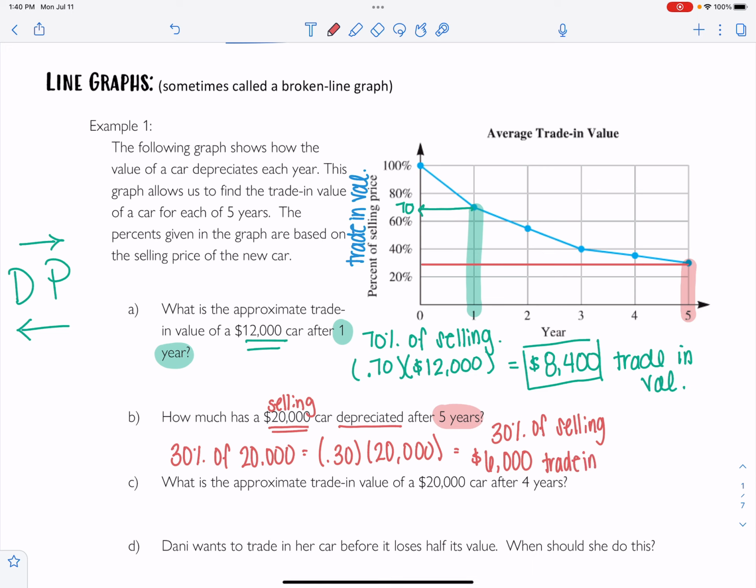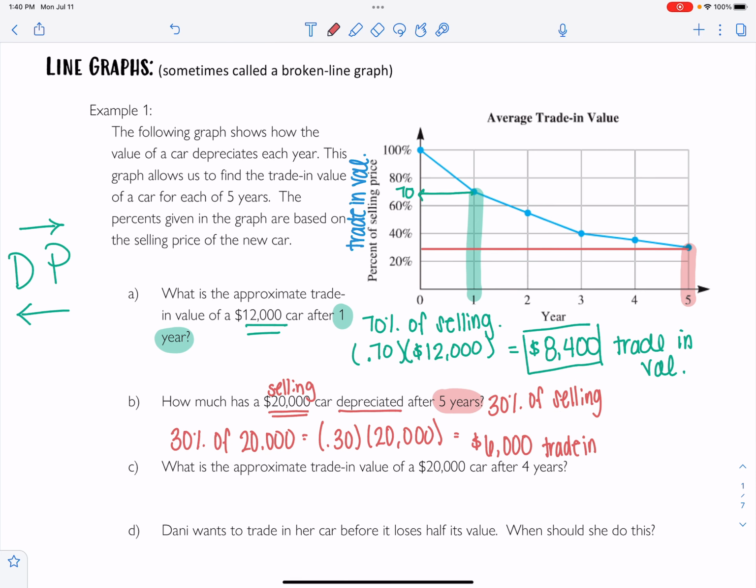Now, they did not ask me for the trade-in value, they asked me for the depreciation. Well, the depreciation would be the selling price, $20,000, minus the trade-in price. That difference is going to be the depreciation. And so my answer for this one is going to be $14,000 is how much that car depreciated over 5 years based on this graph.